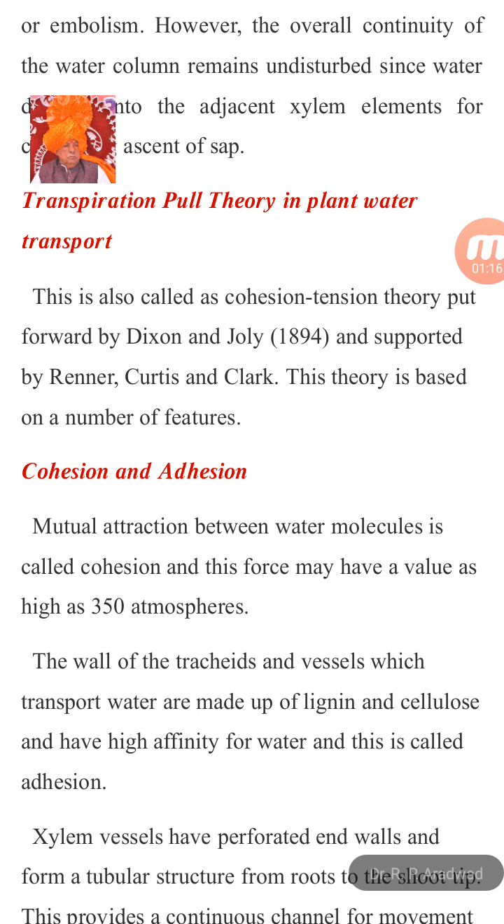This theory is also known as the cohesion tension theory, transpiration pull theory or cohesion tension theory, and that theory was put forth by Dixon and Joly in 1894, and that theory was supported by Rayner, Curtis and de Klerk. This theory is based on a number of features.